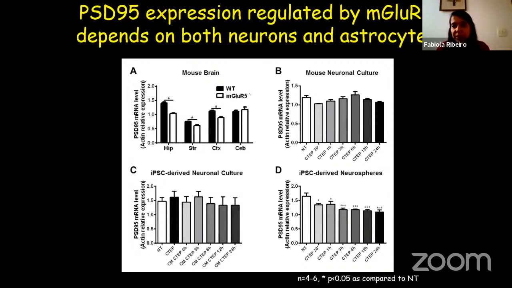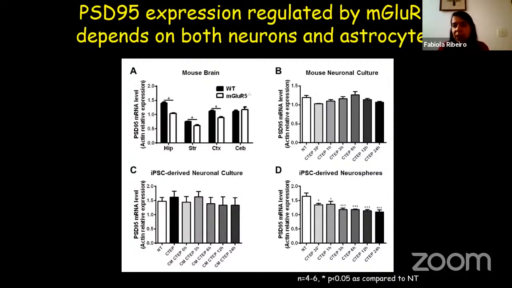We tried to replicate this data using primary neuronal cultures from mouse embryos, and we blocked mGluR5 with CTEP for various times. However, we were unable to see any change in PSD95 mRNA levels. We went on and also employed neurons from human iPSCs, or induced pluripotent stem cells. I'm sure that Stevens will talk more about these cells later on. And we blocked mGluR5 with CTEP in these neurons, and again, we did not observe any change in PSD95 expression.